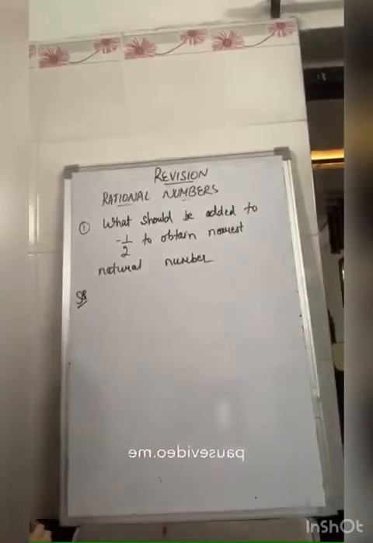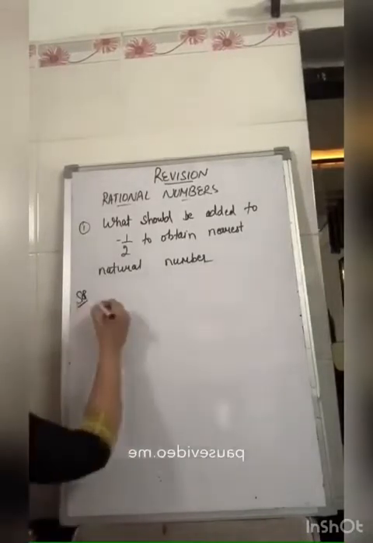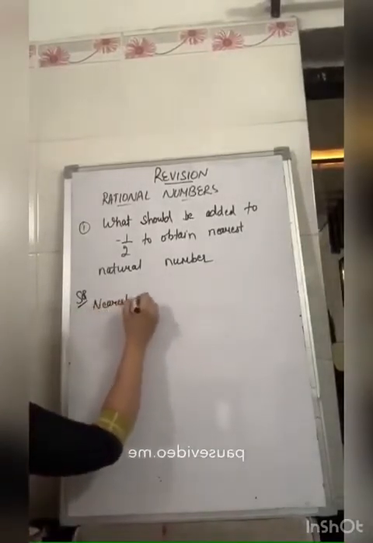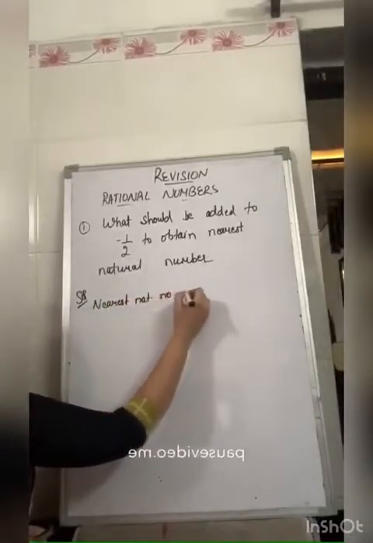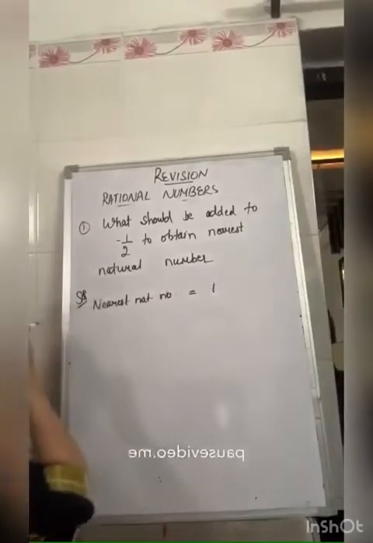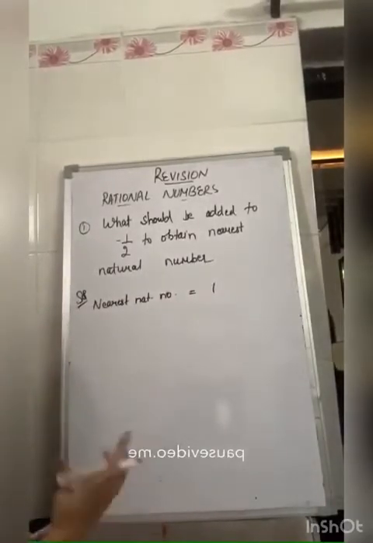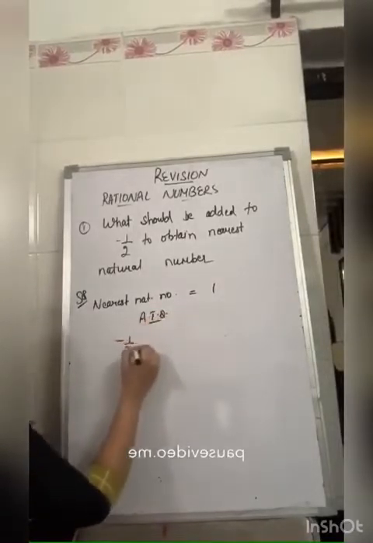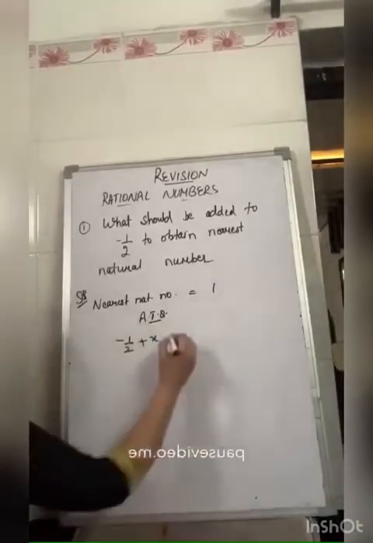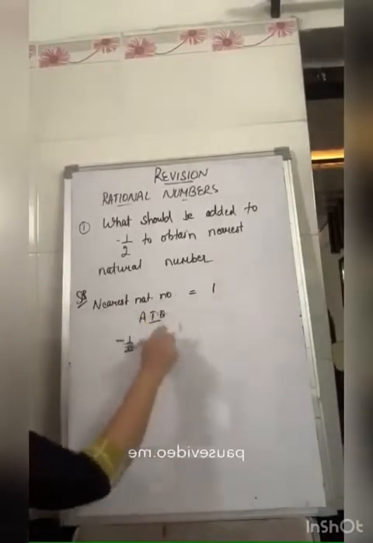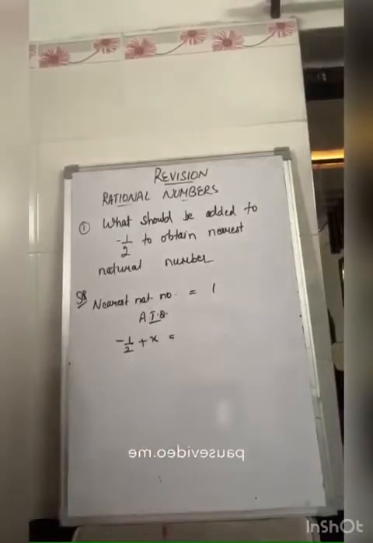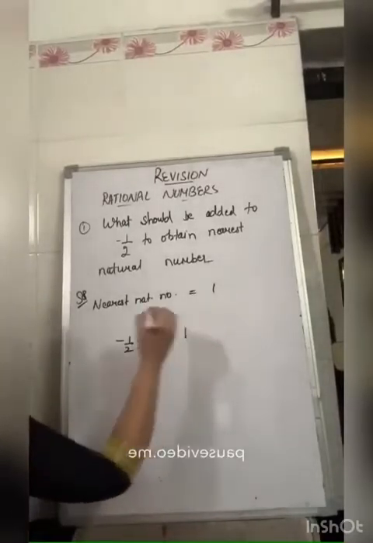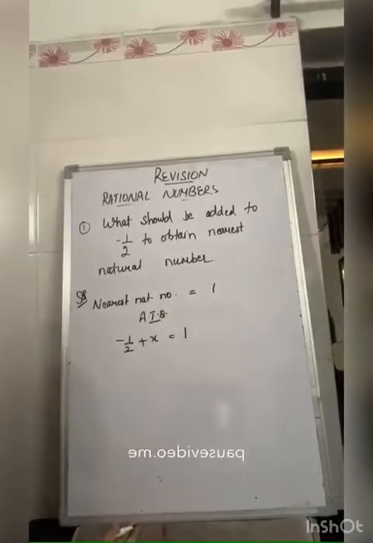So, I have made you write already in your notebook when we discussed this question earlier that either you can write like this, that the nearest natural number is 1, or you can directly write from the question by making the equation. According to the question, what should be added to minus 1 by 2 to get the nearest natural number? We have discussed right now that the nearest natural number to minus 1 by 2 is 1. So minus 1 by 2 plus x is equal to 1 is our equation.